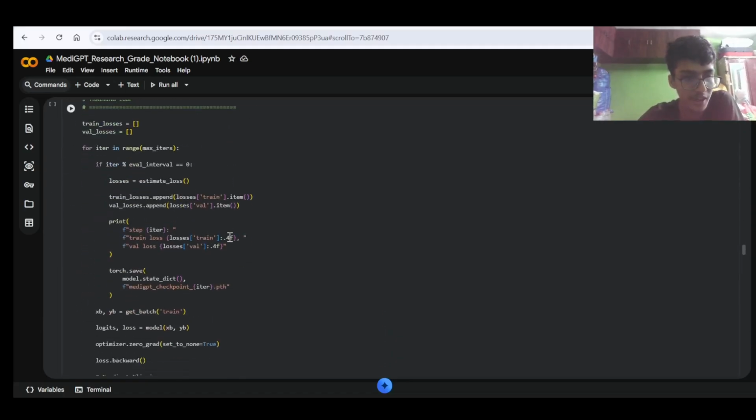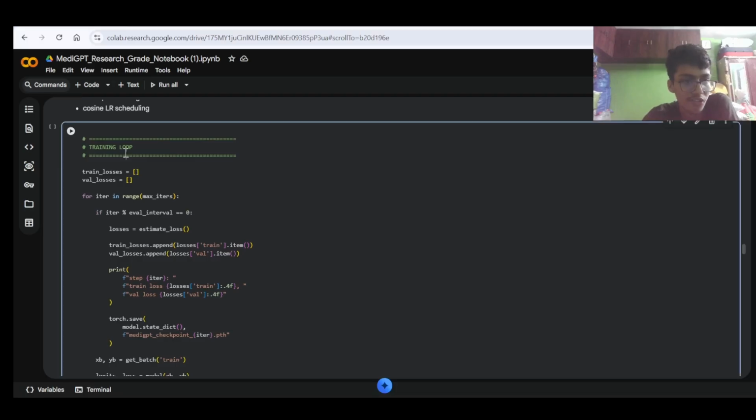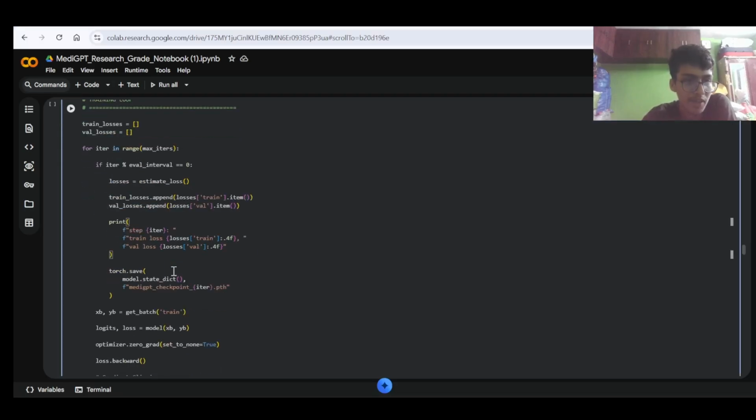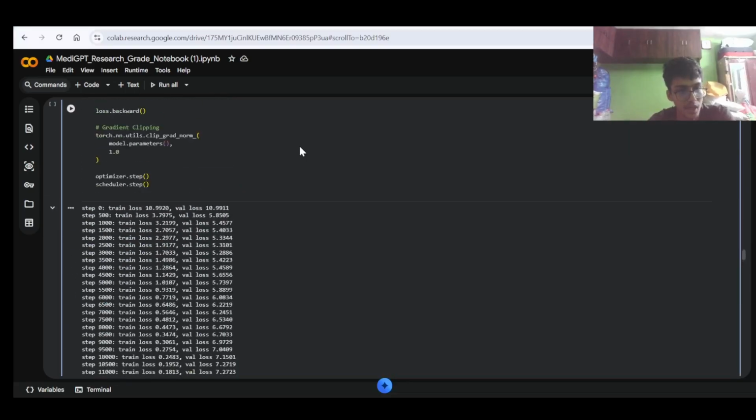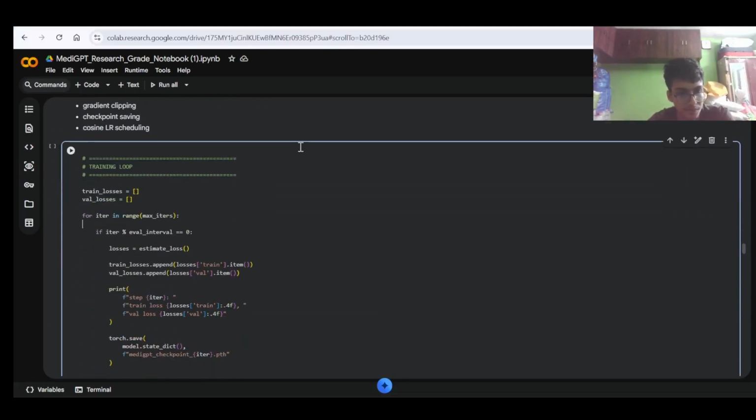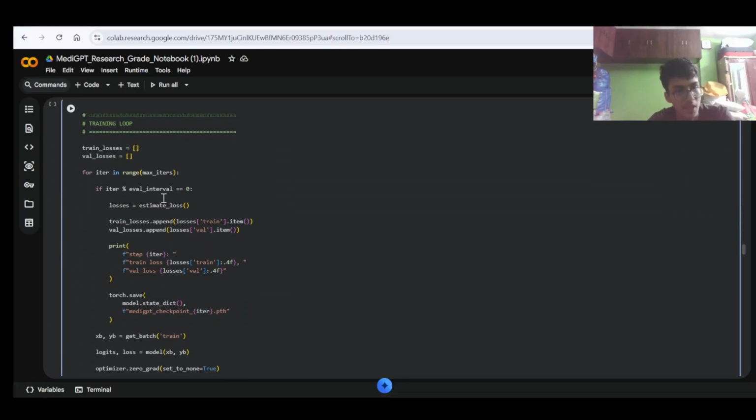Now this is the training loop. If I view this notebook, most of the time will go in this training loop. We are using a maximum iteration count, which you can fix however you like. I was using something like, if you can see here, 30,000 iterations. So 30,000 iterations, and we estimate the loss, then we append the train and validation loss, and then we print it.